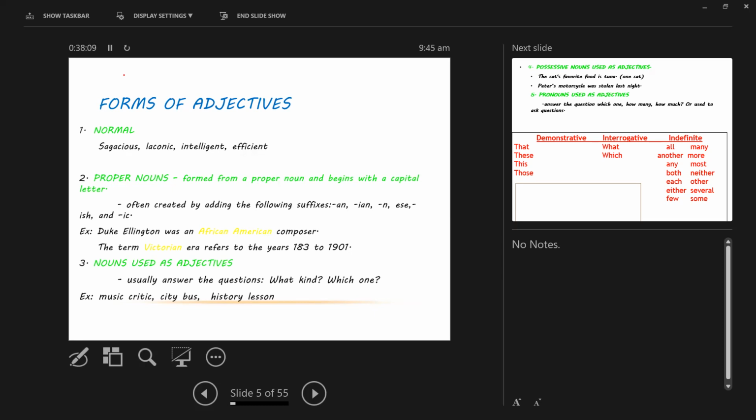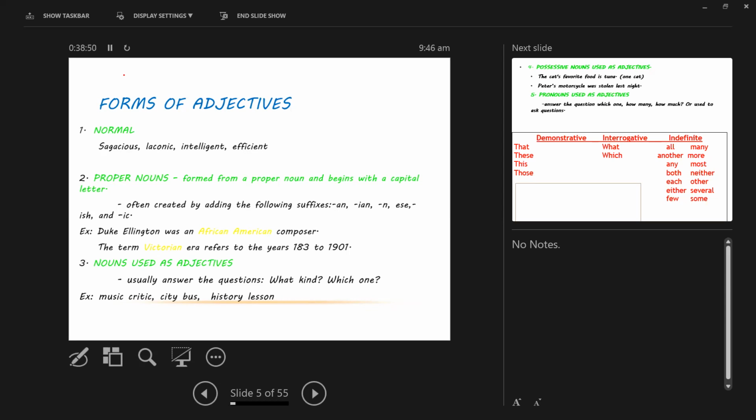Those are normal adjectives, meaning hindi sila yung nakakalito. They're actually just the simple ones. When you construct a basic sentence, you would usually just say, that's a pretty big ball, or that's a pretty big pizza, or it's a tasty and savory meal. Tasty, savory, those are words that are in normal form of adjectives. Okay.